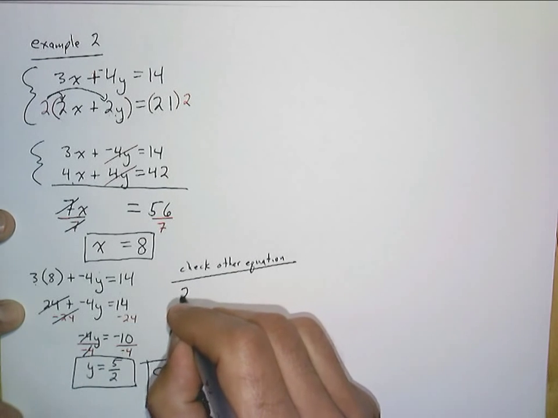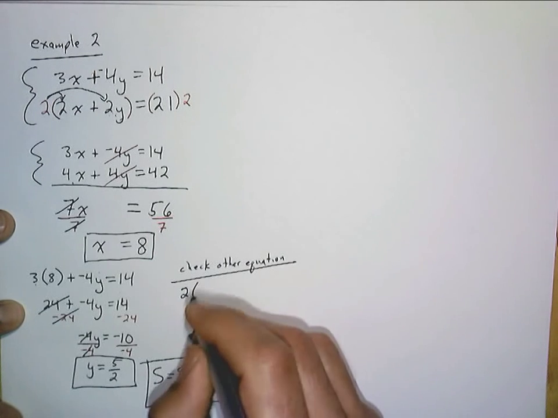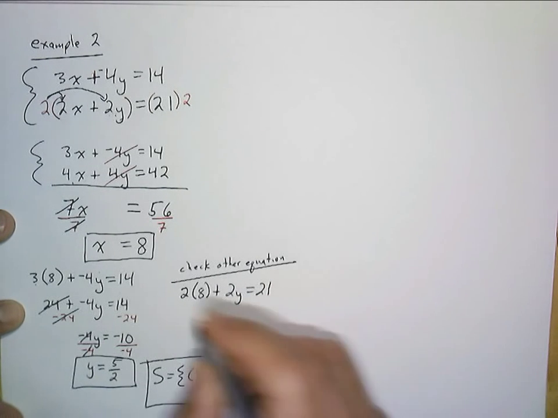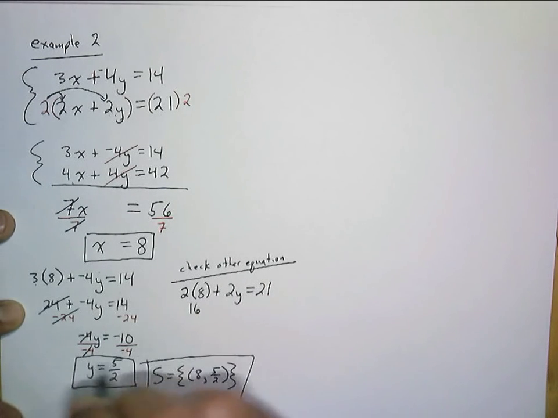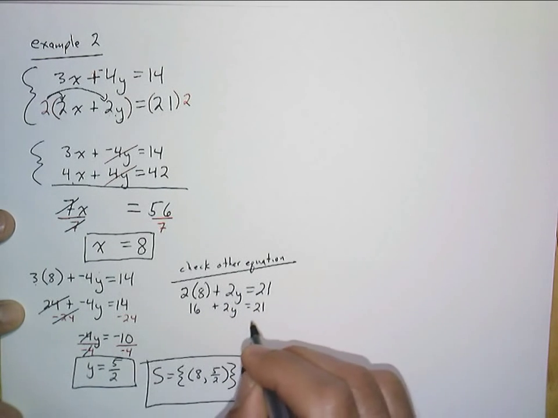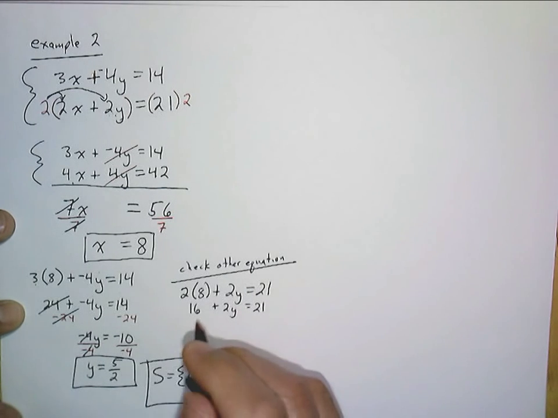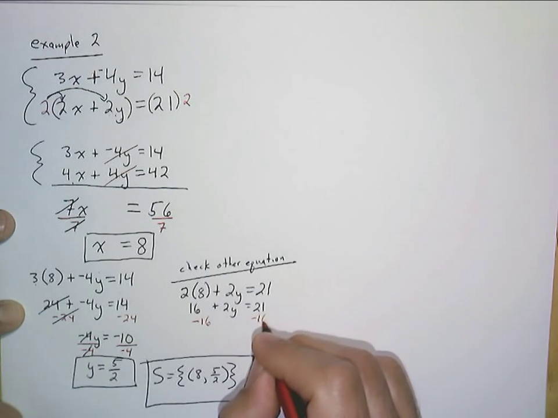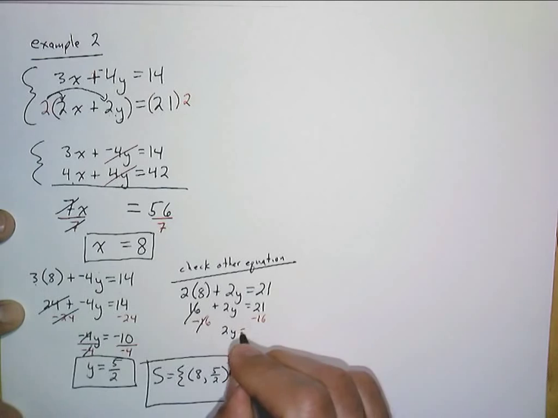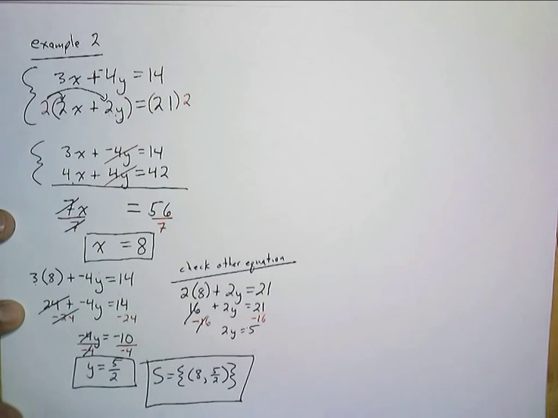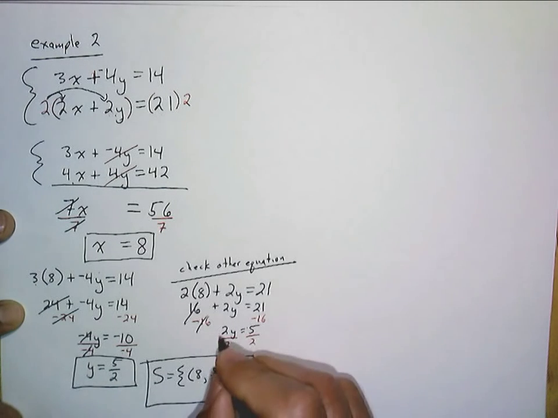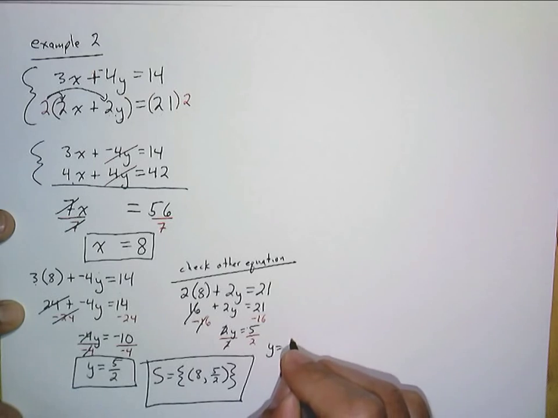So it was 2 times the x-coordinate of 8 plus 2y is equal to 21. Of course, 16 plus 2y is equal to 21. Subtract 16 from both sides. 2y is equal to 5. And yes, of course, when we divide both sides by 2, again, our y is 5/2.